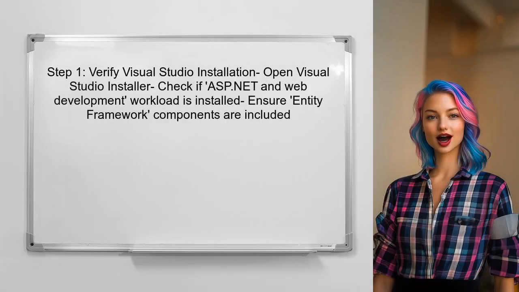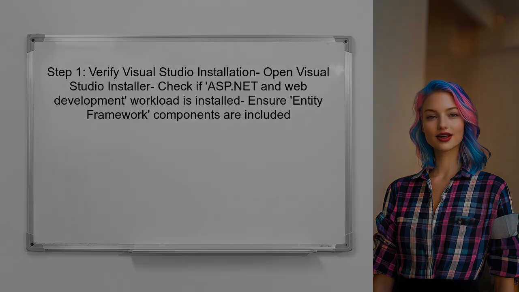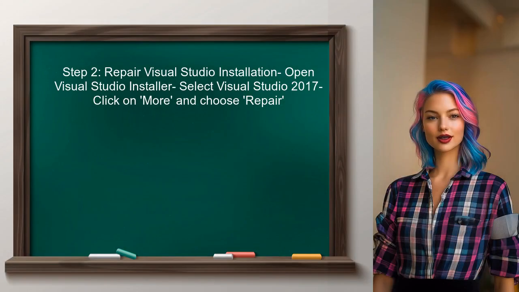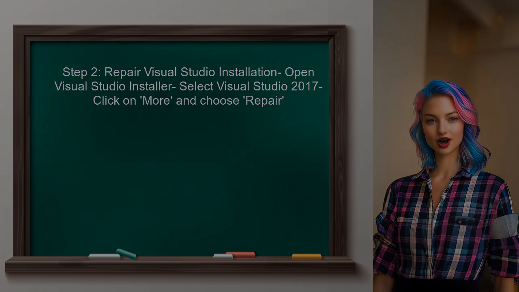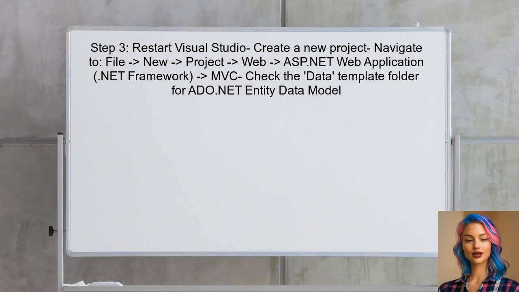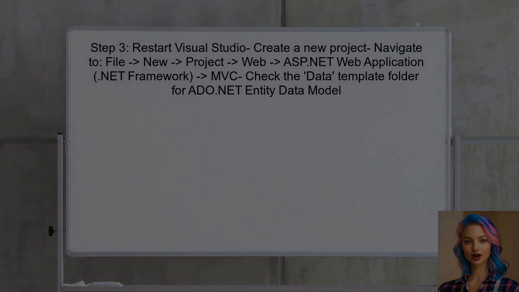To begin resolving the issue, the user should ensure that they have the correct version of Visual Studio installed. Specifically, they need to check if the Visual Studio 2017 installation includes the necessary components for Entity Framework. Next, the user should repair their Visual Studio installation. This can help restore any missing templates or components that may have been inadvertently removed. After repairing, the user should restart Visual Studio and create a new project again. They should navigate to the Data Template folder to check if the ADO.NET Entity Data Model template is now available.